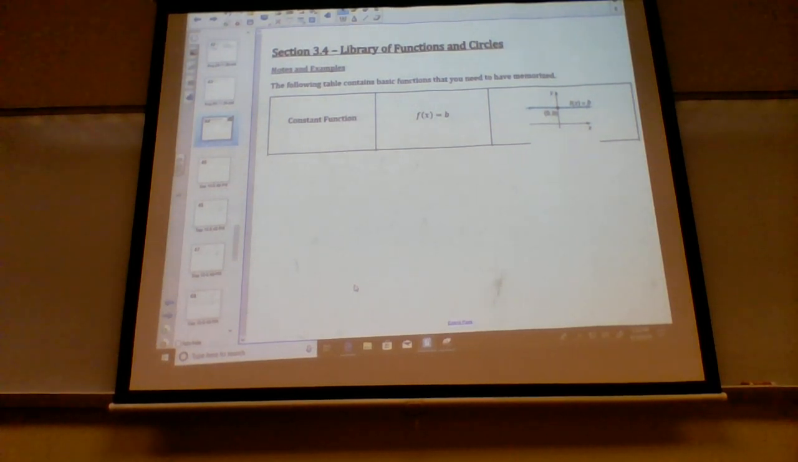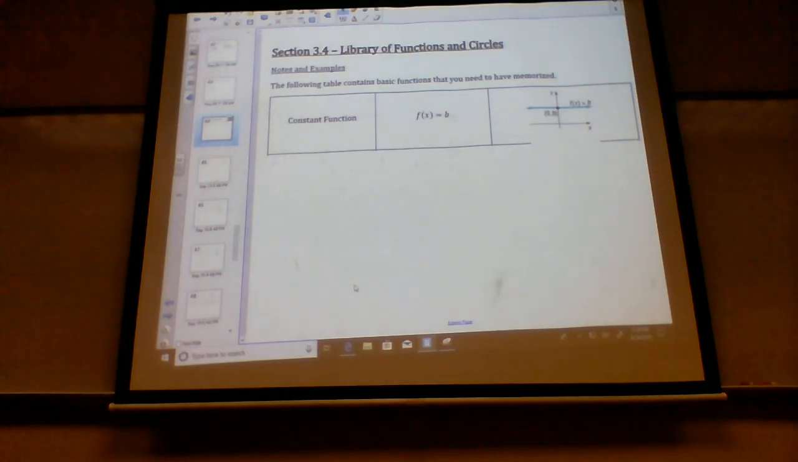Alright guys, so this is section 3.4. I'm sorry that we have to do a video lecture for it, but I feel like it's better than you not getting the information at all. Section 3.4 should be a pretty easy section. It's called Library of Functions and Circles.